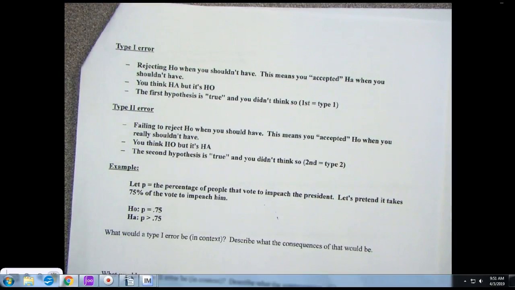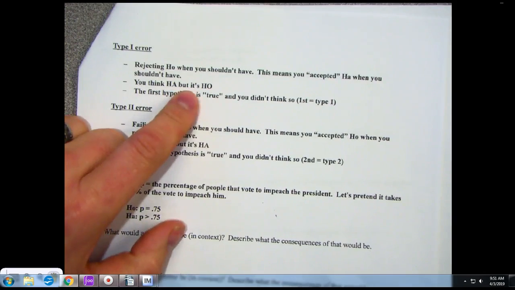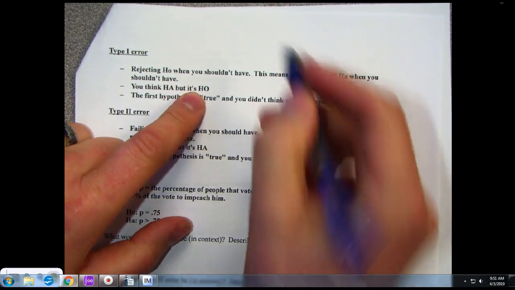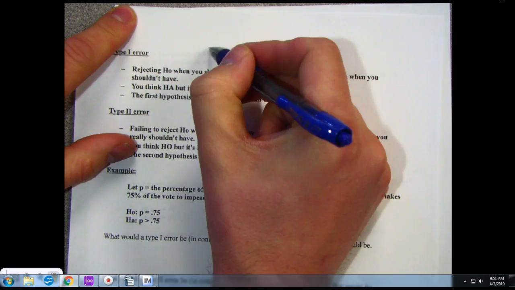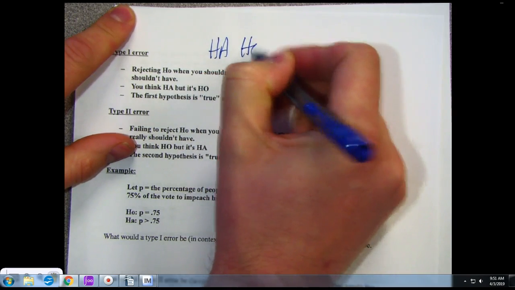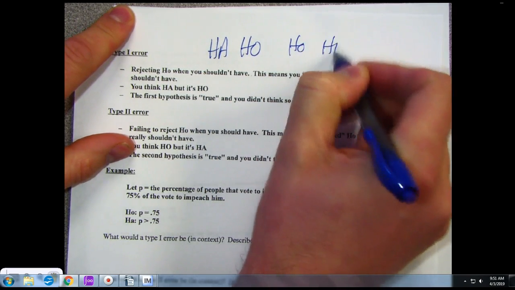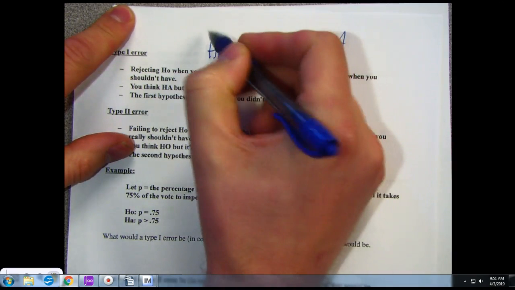So type 1 error. It's rejecting H0 when you shouldn't have. You think HA, but it's H0. So I know some people do this. They'll go HA, H0, H0, HA.